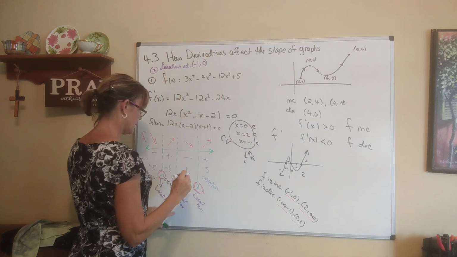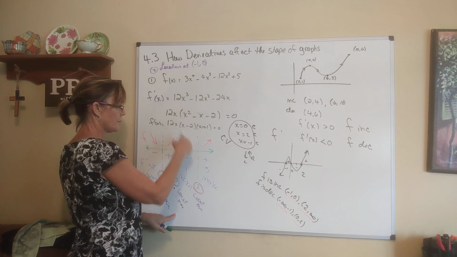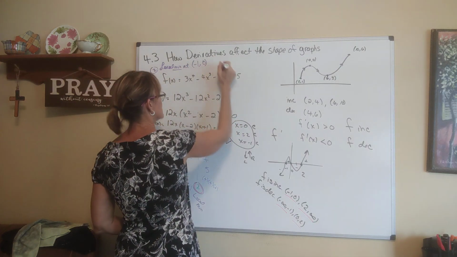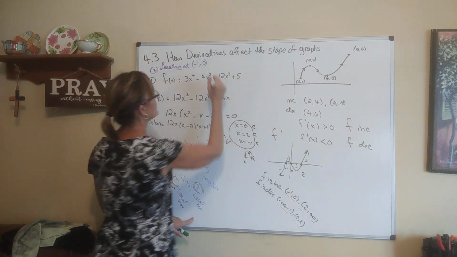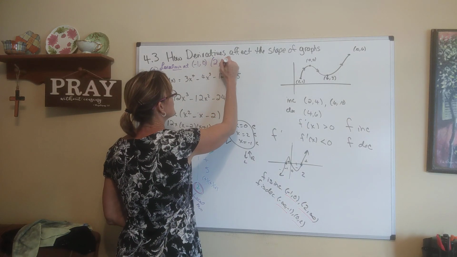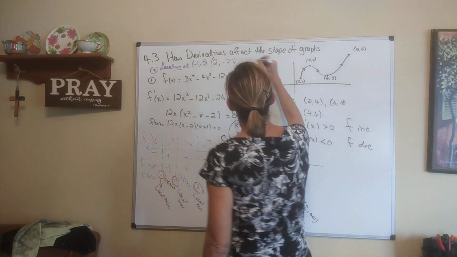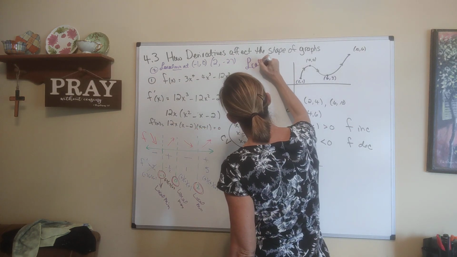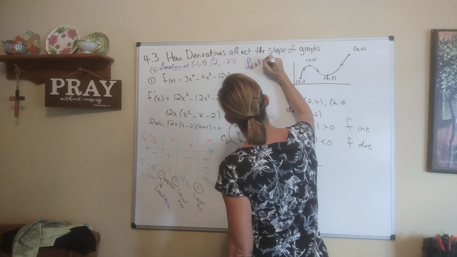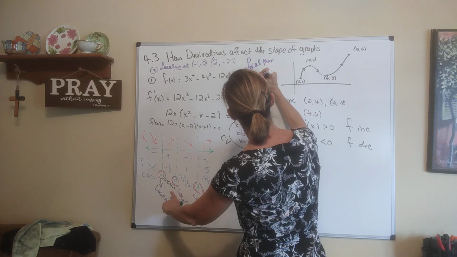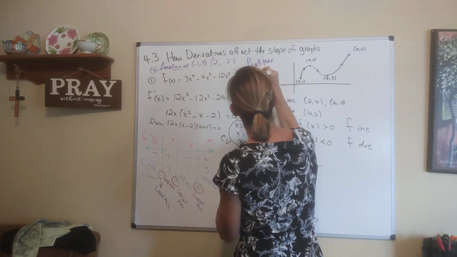And then if there's a local max, it went up and down. Here's the other local min. Let's do both the mins. The other local min is here at 2. At 2, and a -27 is what you get when you plug that in. And then there's a local max. Local max at x is 0. And you plug that in and you get 5.